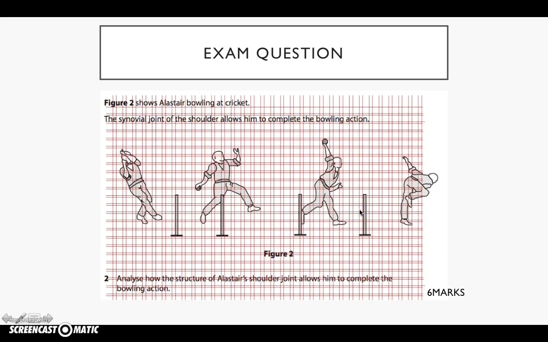Next question. More marks. This is a 6 marker. The synovial joint of the shoulder allows him to complete the bowling action. Analyse how the structure of Alistair's shoulder joint allows him to complete the bowling action. Now I'll give you a bit of information before you go on to structure. Don't forget we've just looked at the structure of a synovial joint on the previous slide, so you've got some information about that. Don't use your notes. Try and do it off the top of your head to begin with. Also shoulder, what movements are occurring at the shoulder and so forth. So if you can give that a go for me.